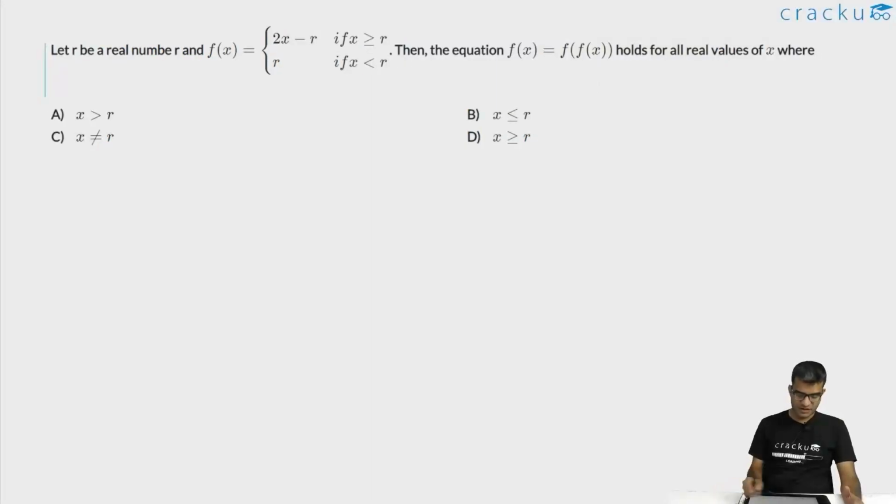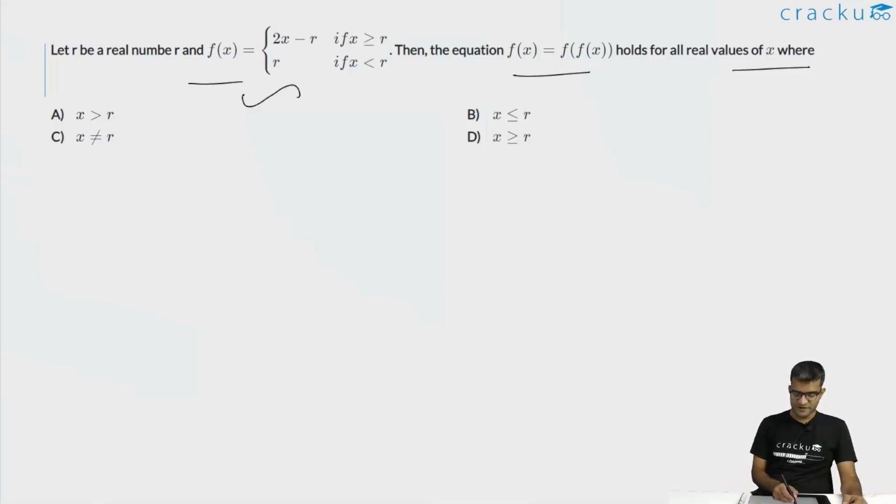In this question, we are told that r is a real number such that f of x is equal to 2x minus r if x is greater than or equal to r, and it is equal to r if x is less than r. We are given the equation that f of x is equal to f of x, and this holds for all real values of x where x belongs to a particular interval. We are required to calculate that interval.